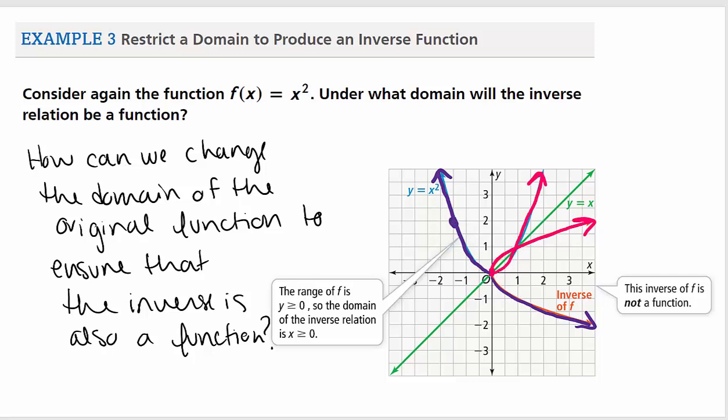So if we want the inverse to also be a function, we want to restrict the domain of the original and essentially remove that purple side. So we're going to say that we only want x greater than or equal to 0. That would make the original not have the purple at all, and therefore the inverse would also not have the purple. That means our inverse is now a function.